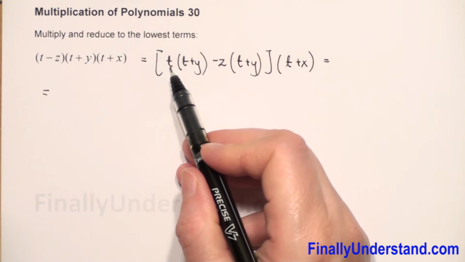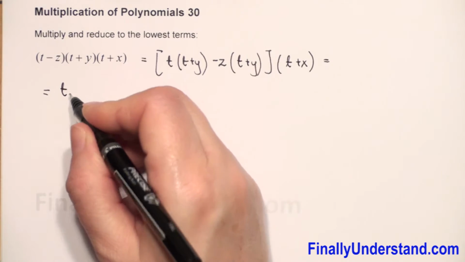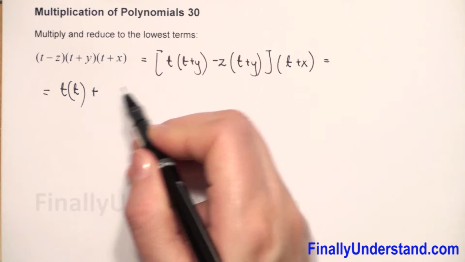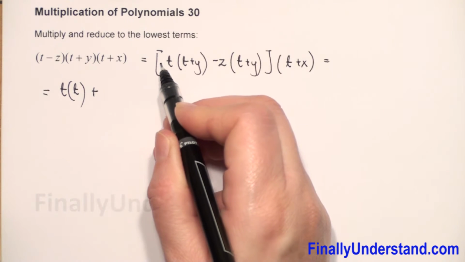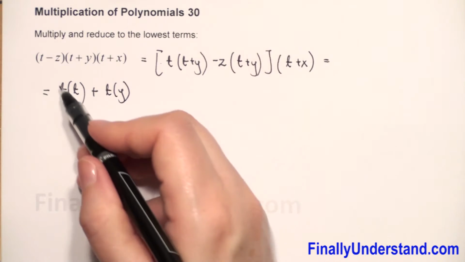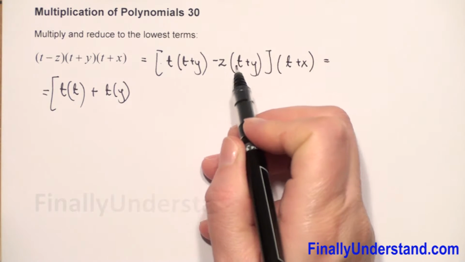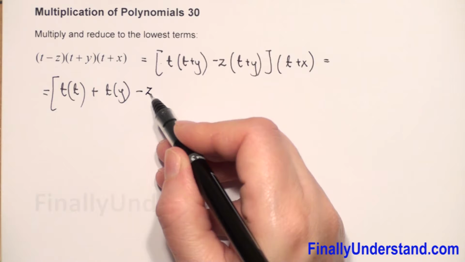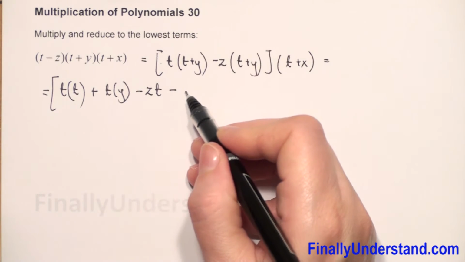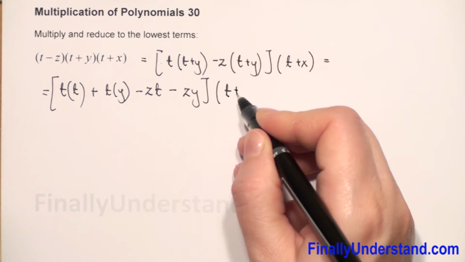First, we have to distribute t, and next negative z to the parentheses. So we have t times t, and we have plus. When we don't have sign, it's always positive, so positive times positive gives positive, and we have t times y. That's everything in brackets. And we have now negative z times t, so it will be negative zt, negative z times y, so it will be negative zy, close brackets, everything times t plus x.